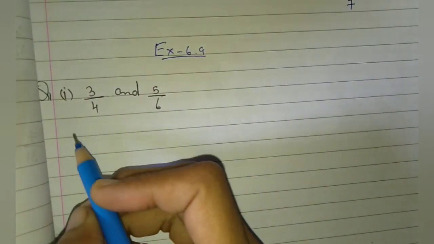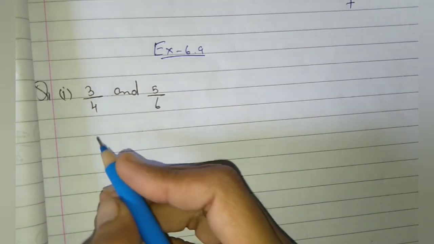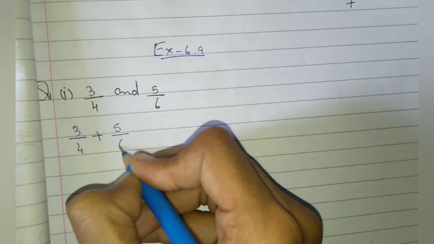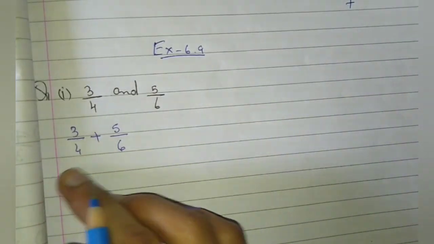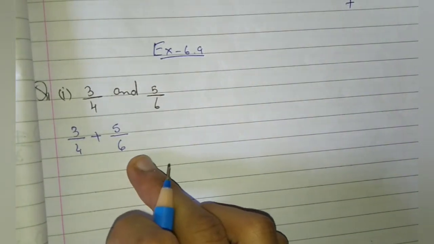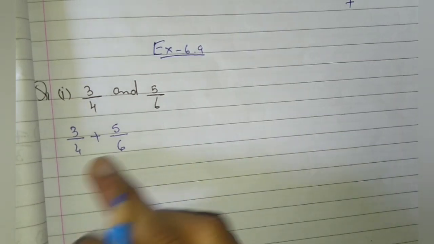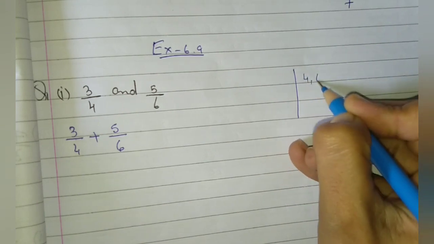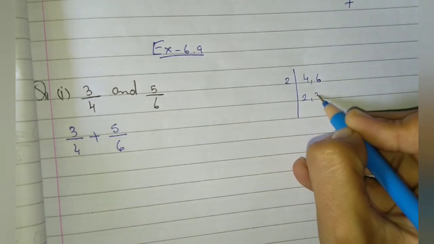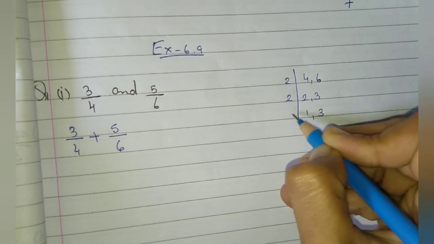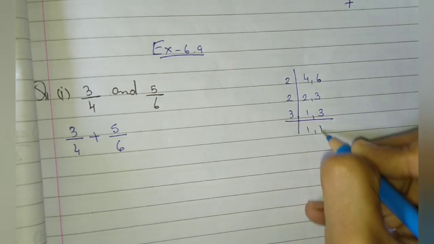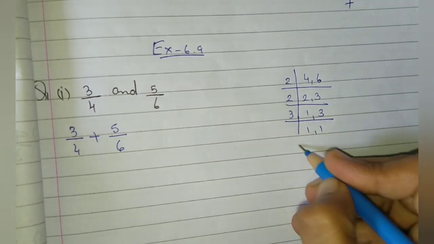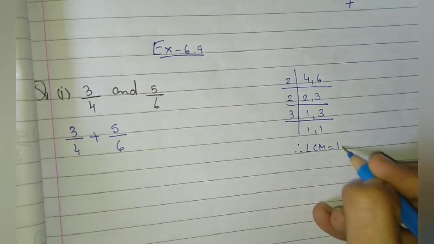Now this is your question. First of all, question 1, we have to add: 3 upon 4 plus 5 upon 6. Now we have to make this denominator the same, then only we can add. So first we will take out the LCM of 4 and 6. LCM of 4 and 6 is 2 2s are 4, 4 3s are 12. Therefore LCM equals 12.